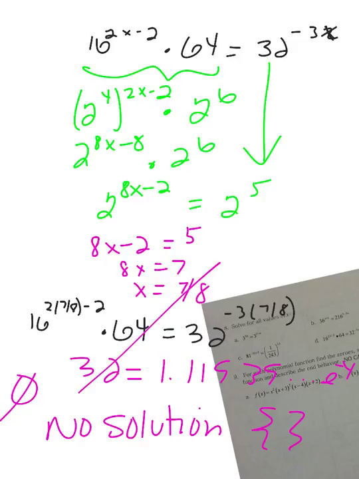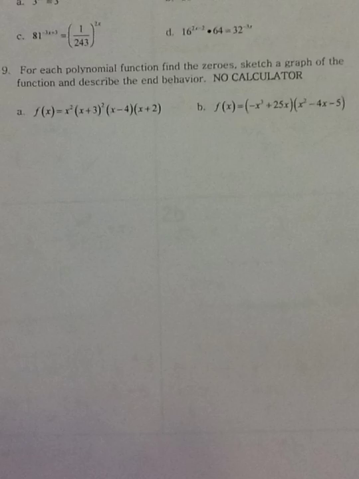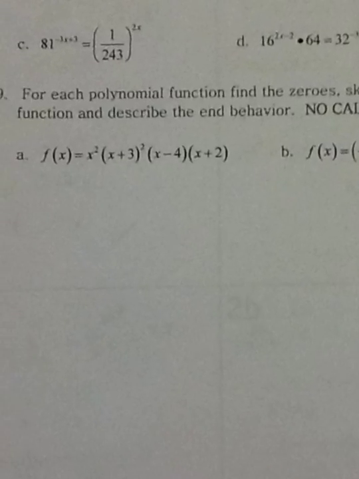Okay, let's take a look at 9. It says, for each polynomial, find the zeros, sketch a graph of the function, and describe the end behavior. This is a no calculator part on the test. To find the zeros, for the first one, for A, it's already in factored form, so you don't need to factor this. You want to find the zeros, so it's 0 equals x squared times x plus 3 squared times x minus 4 times x plus 2.